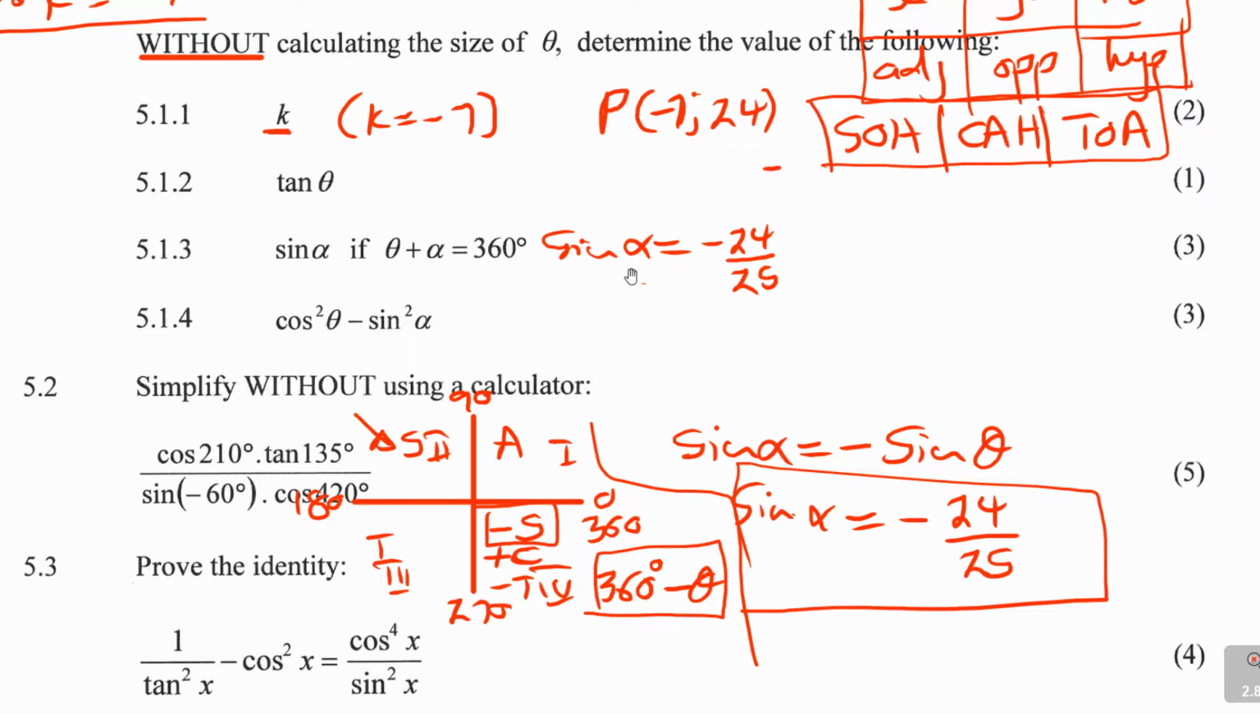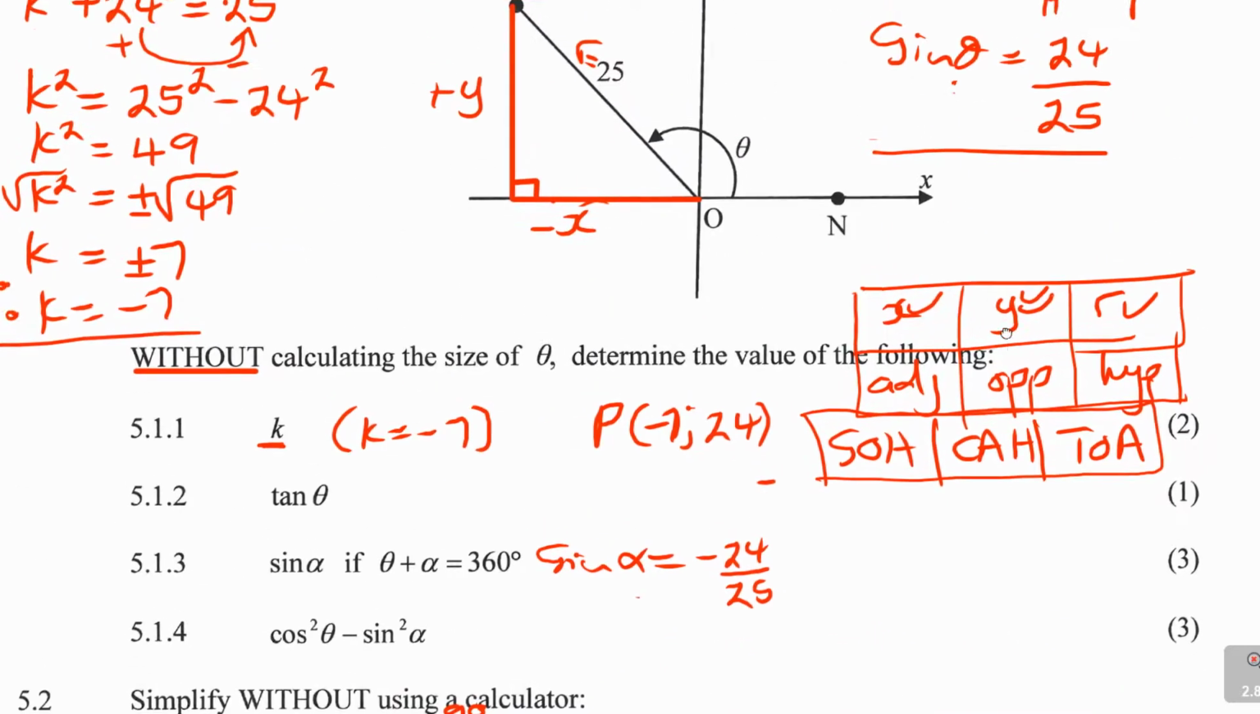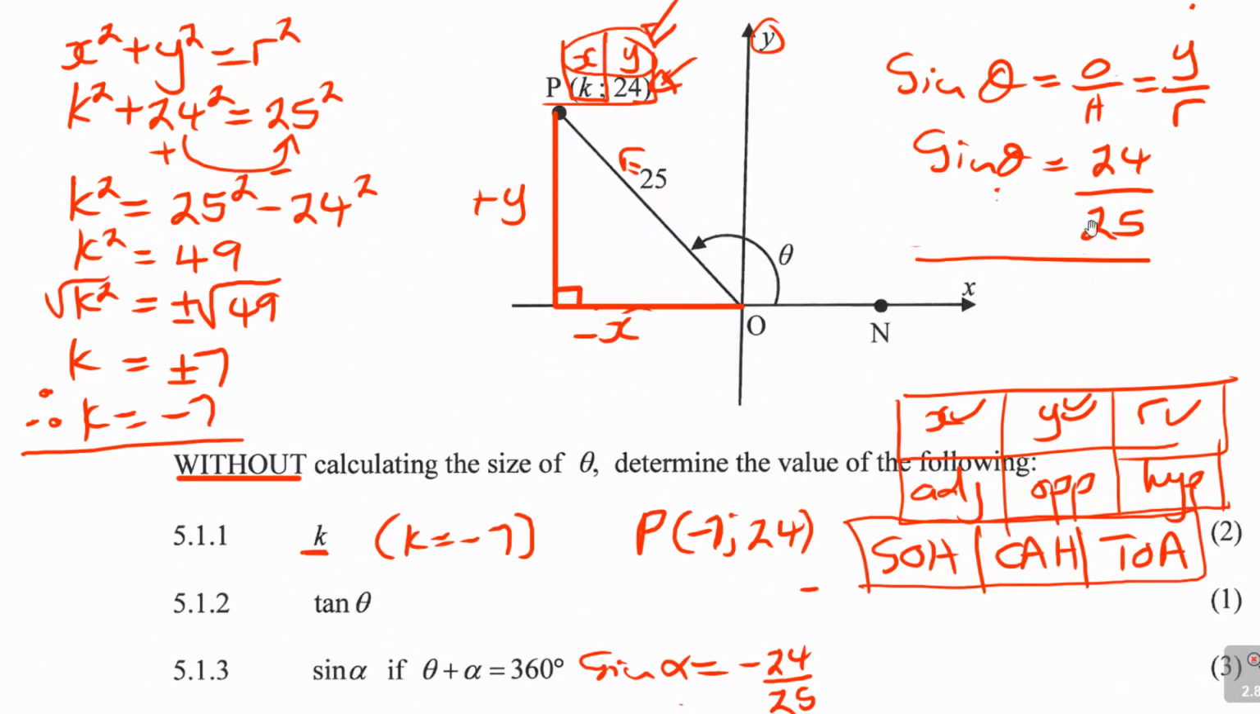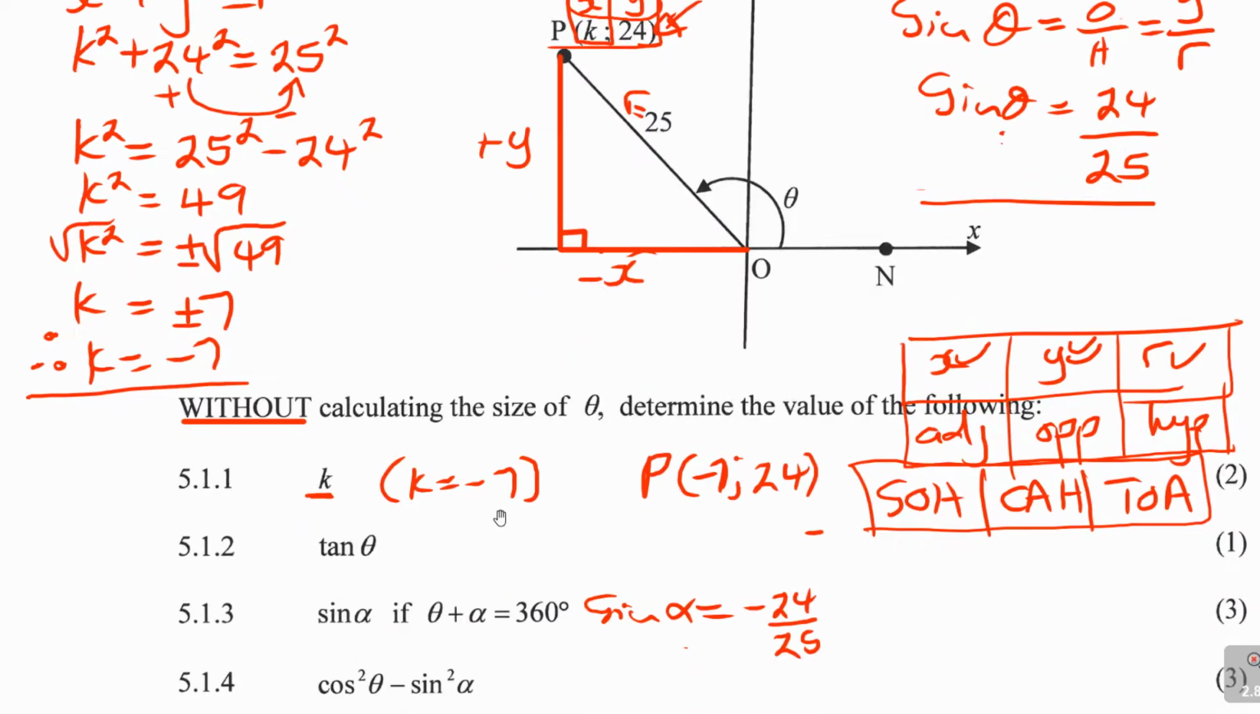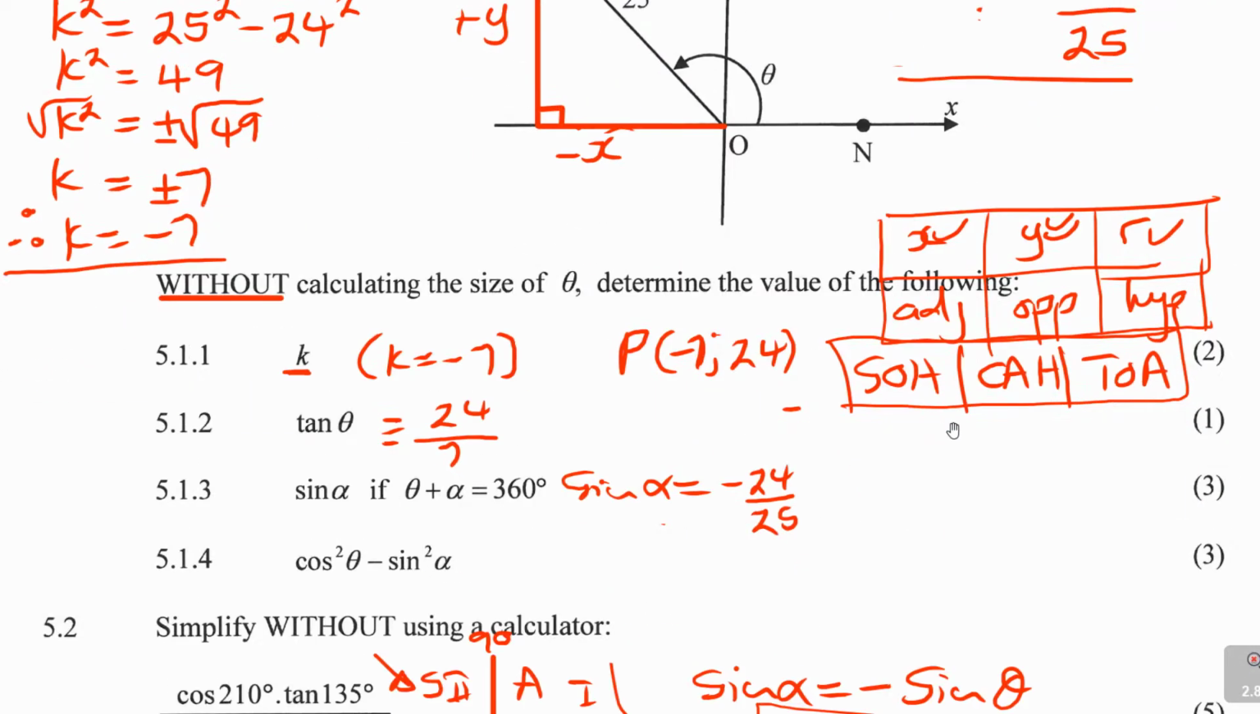And then tan theta, which I just removed, I wanted to write the answer: tan theta was equal to y over x, which was negative 24 over 7. So these are the answers. I'm just putting the answers.